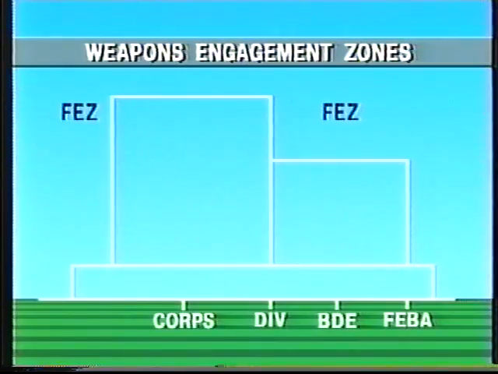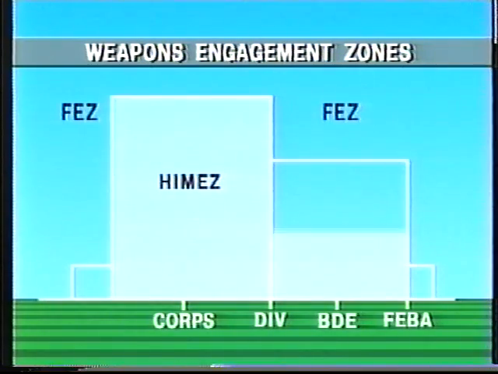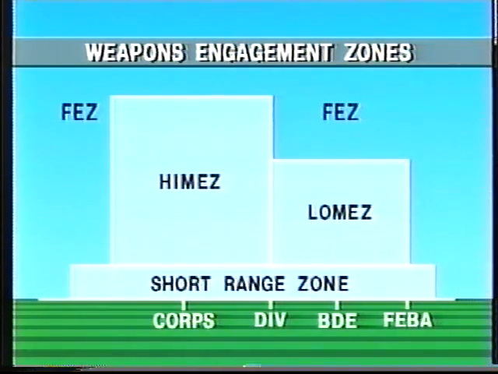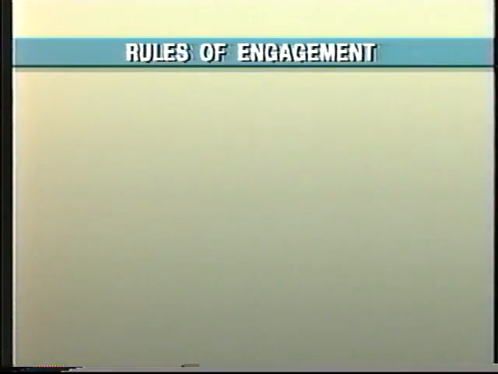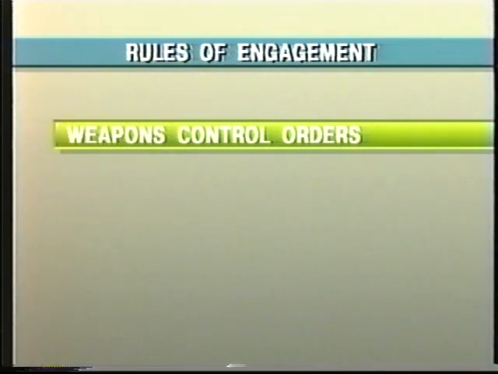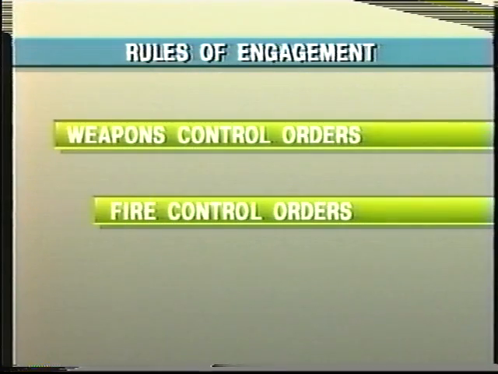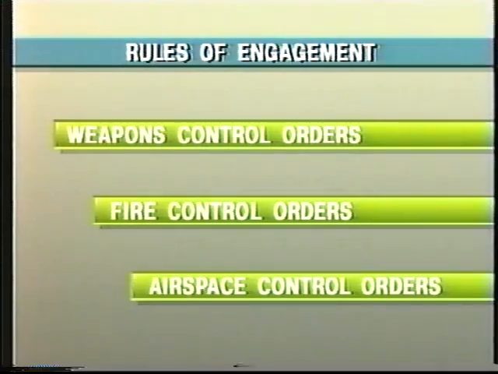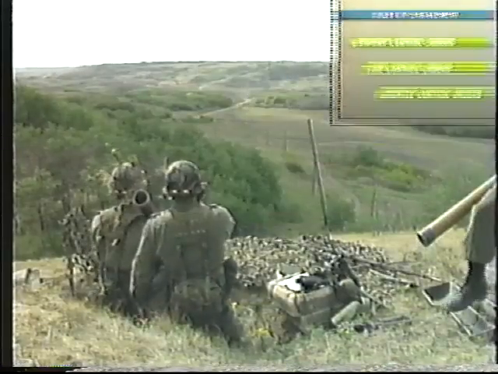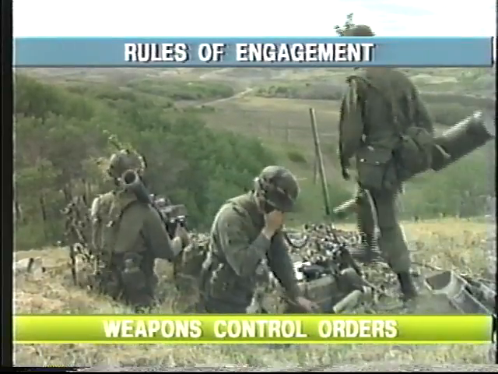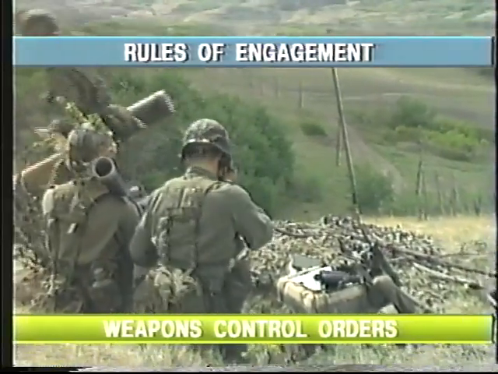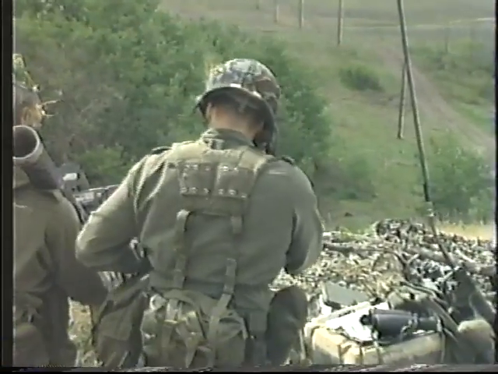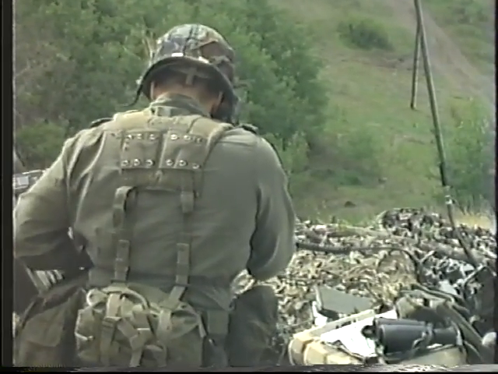These include fighter aircraft, as well as high missile, low missile, and short-range air defense engagement zones. The rules of engagement are implemented by weapons control orders, fire control orders, and airspace control orders and directives. Weapons control orders are universally applied and provide for the protection of friendly aircraft in concert with the ground tactical situation.